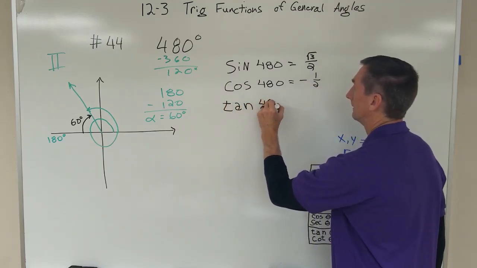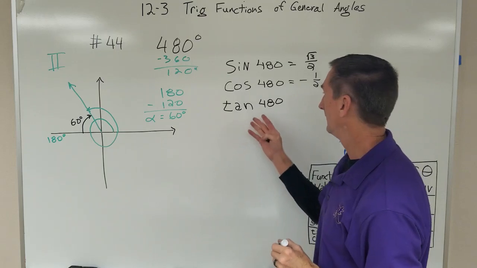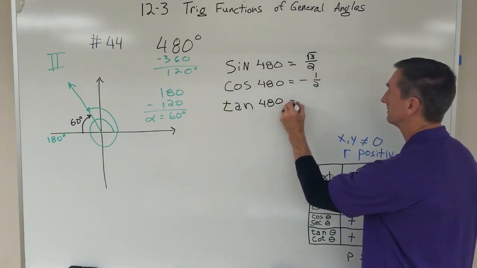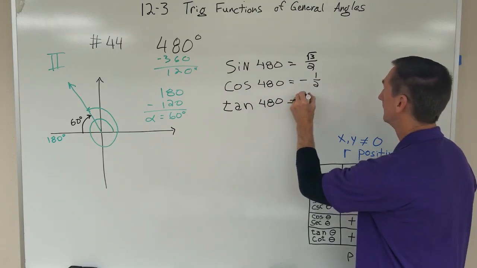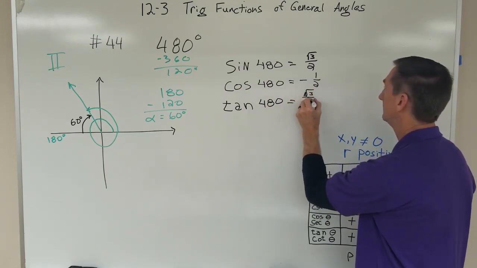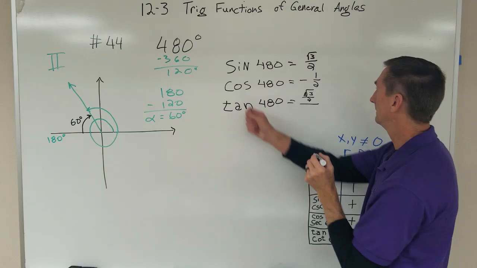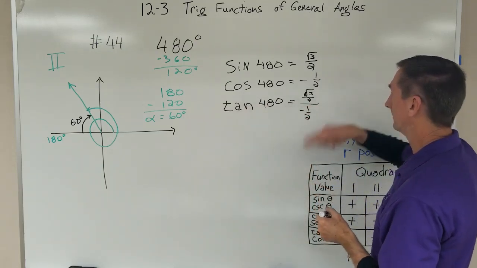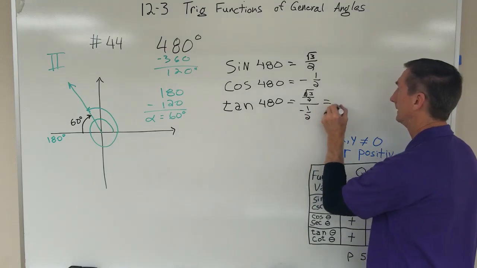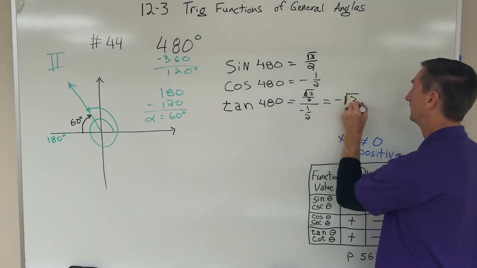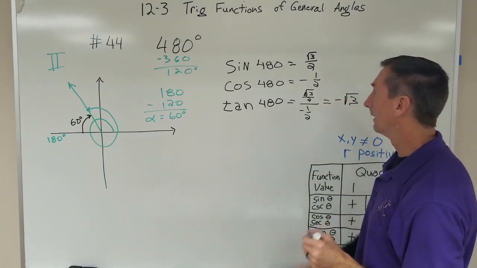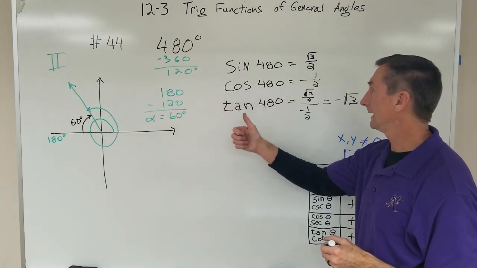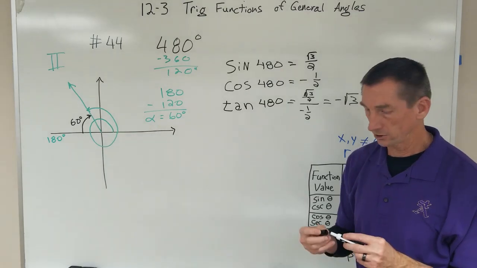Tangent of 480. I don't actually have tangents memorized, but they're easy enough to figure because it's just sine over cosine. Square root of 3 over 2, divided by the cosine, which is a negative 1/2. I multiply by the reciprocal, the 2's cancel, and that gives me a negative square root of 3. Okay, I'll let you find the cosecant, the secant, and the cotangent on your own.